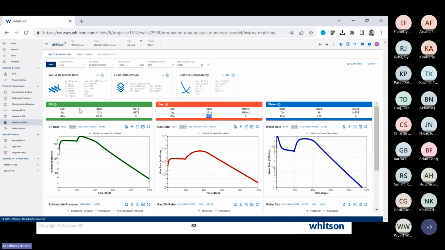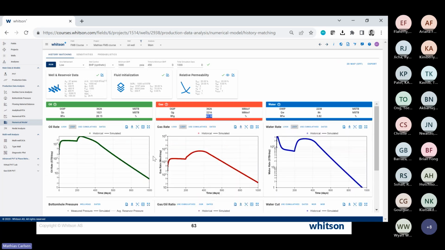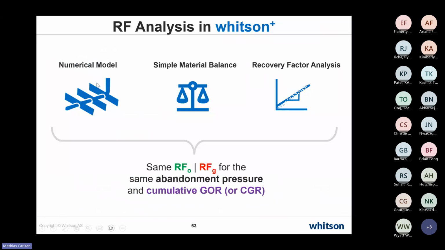As long as you remove the same amount of oil, gas, and water, the recovery factors will be exactly the same. So that's the 2 methods. That's basically this guy right here and the guy over here. So they give the same results.